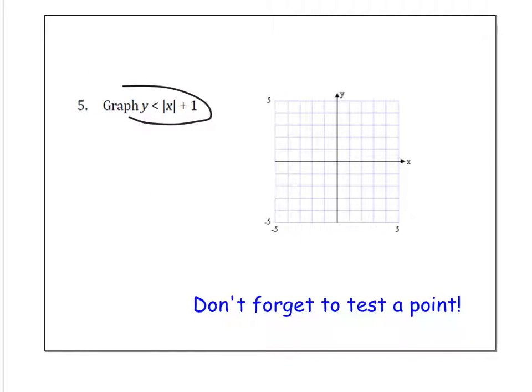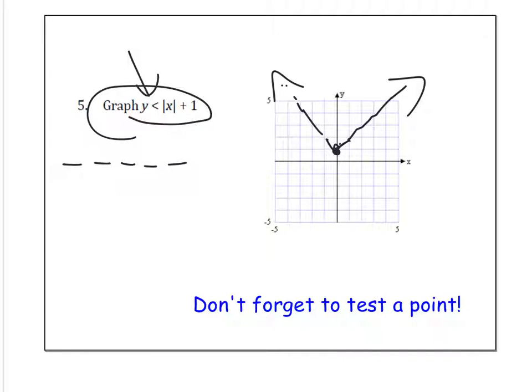So graph y less than |x| plus 1. So all I do is that just moves the whole thing up. And sorry, a mistake I made on that before: this should still be a dotted line. So this should be a dotted V here. Okay, and it's a straight diagonal. Straight diagonal. And that should be a dotted line.